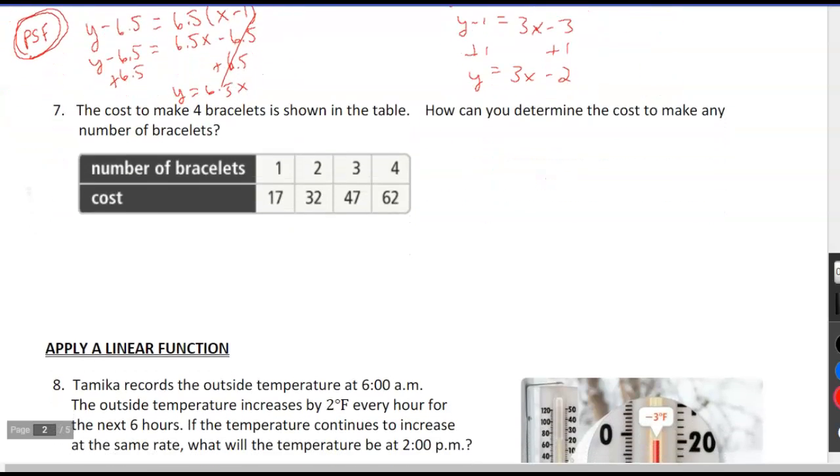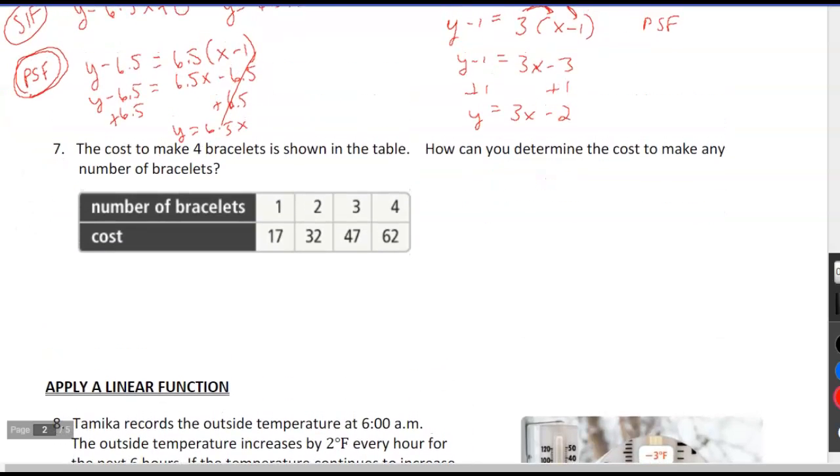And this is our last one that we're doing for today. This is the cost to make 4 bracelets. So this is kind of a story problem as shown on the table. How can you determine the cost to make any number of bracelets? Well, it's easy. You put it into an equation.